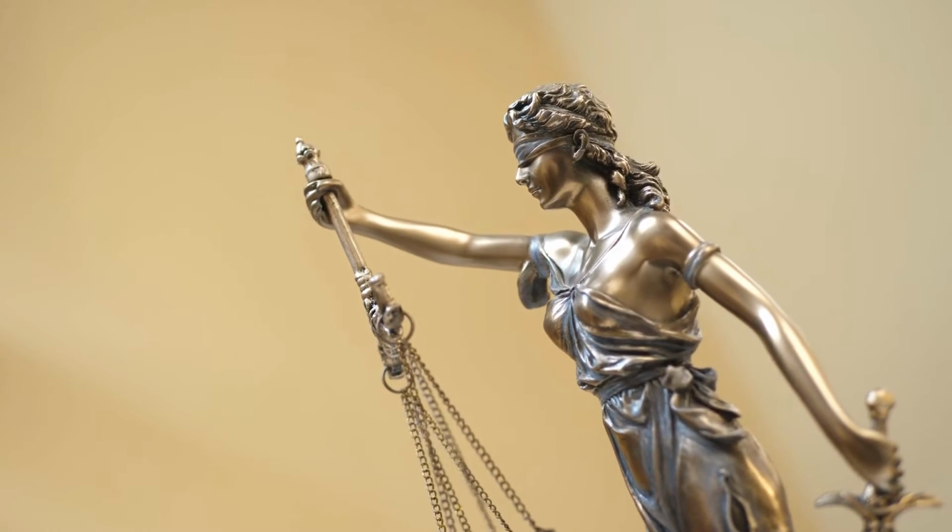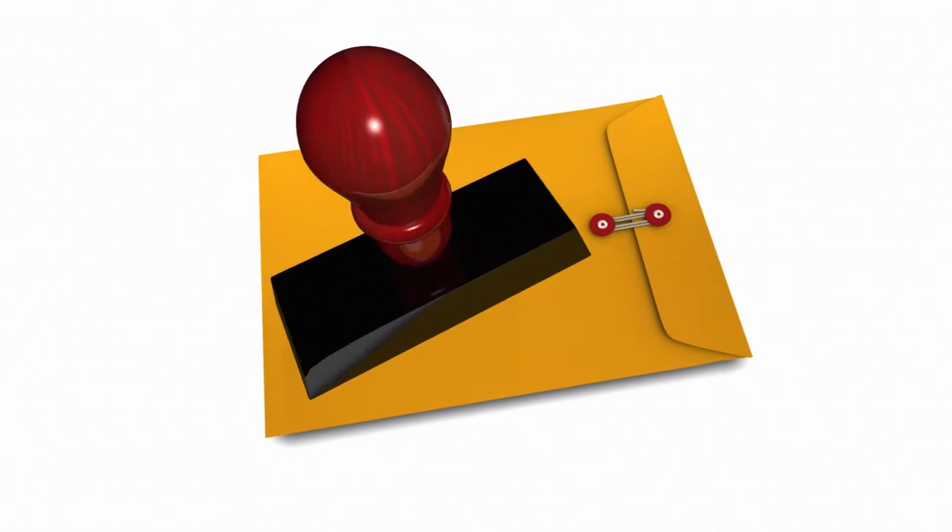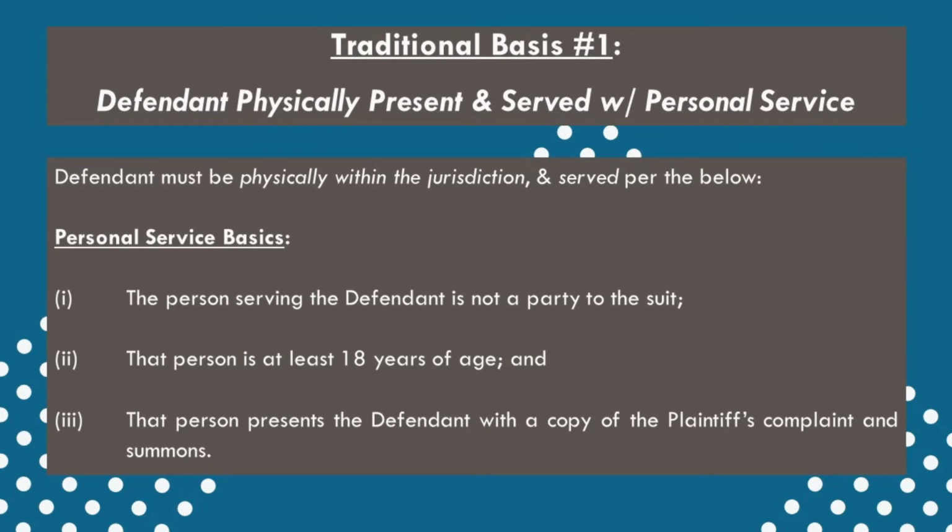The first of the traditional bases that can be exercised to support PJ is when the defendant is physically present within the forum state and is properly served with personal process. Proper service of process has several requirements. 1. The person serving the defendant cannot be a party to the suit.